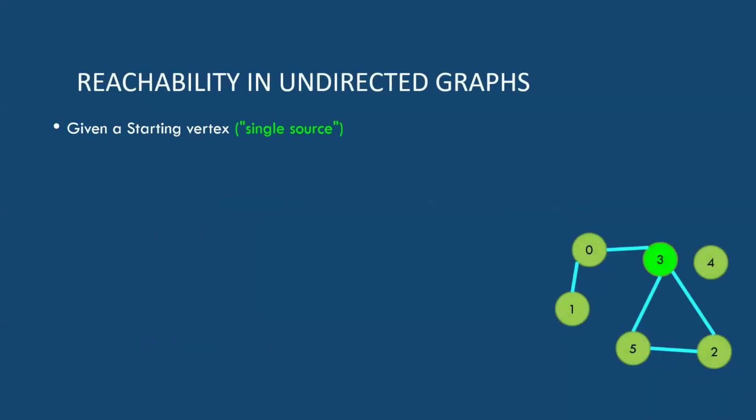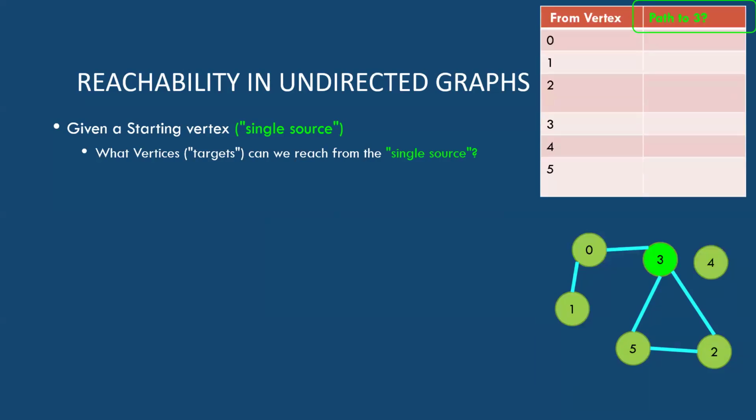But let's talk about reachability now and get into our depth first search algorithm. Okay, so reachability in undirected graphs. First off, we just have to choose where we want to start from. You can start from anywhere you want in a graph. The vertex that we're picking is our single source, or SS. So if I had a from vertex, and I was trying to get to vertex 3, what are all the ways that I could get to vertex 3 from every vertex in the graph?